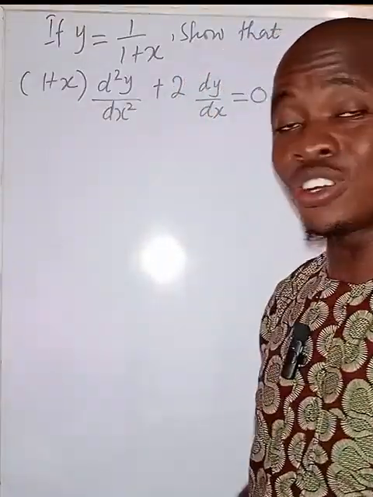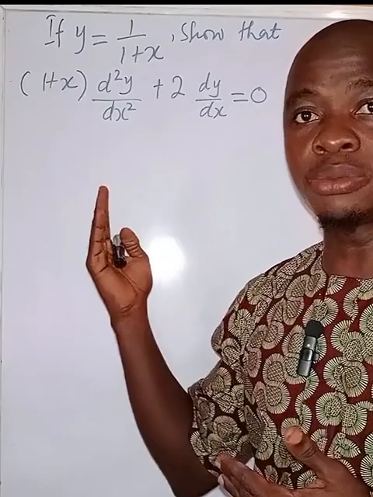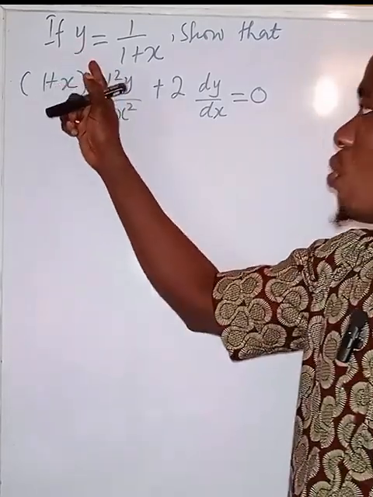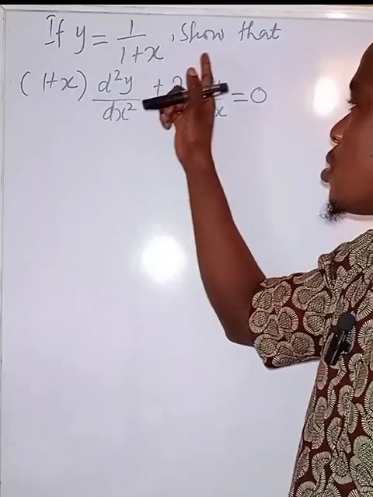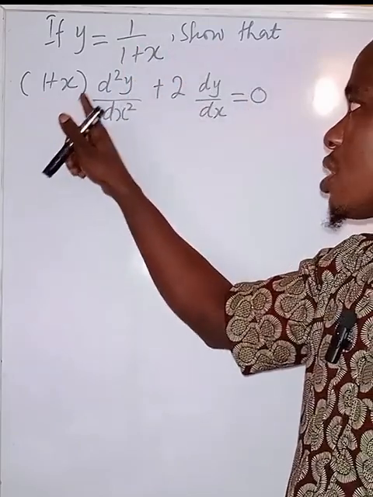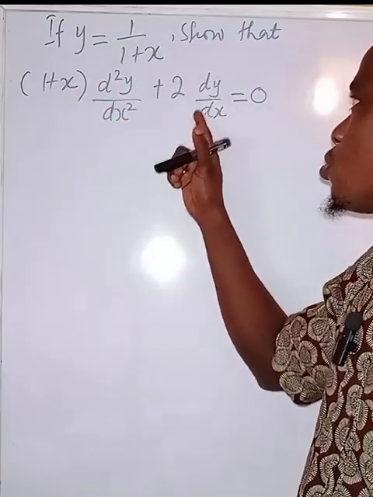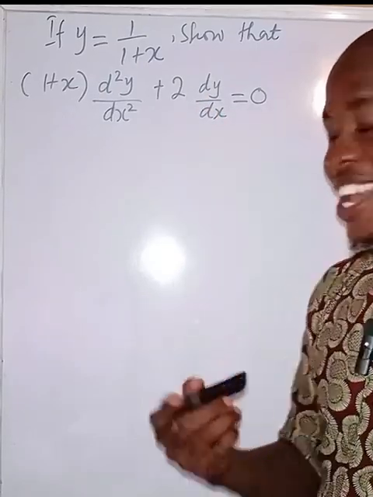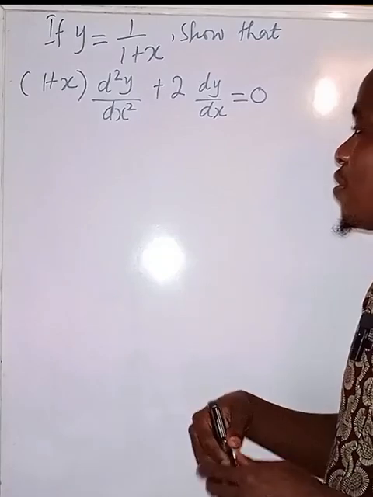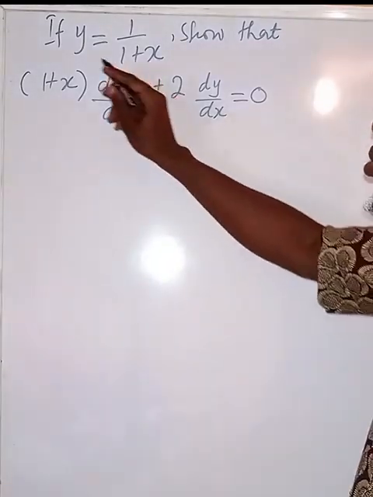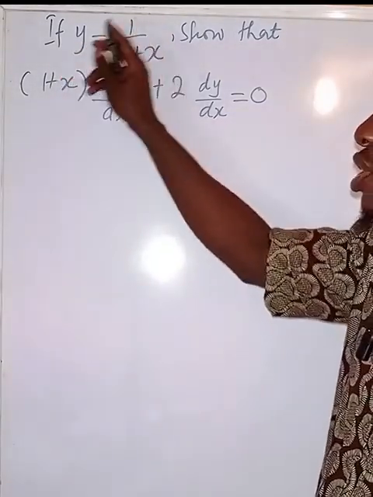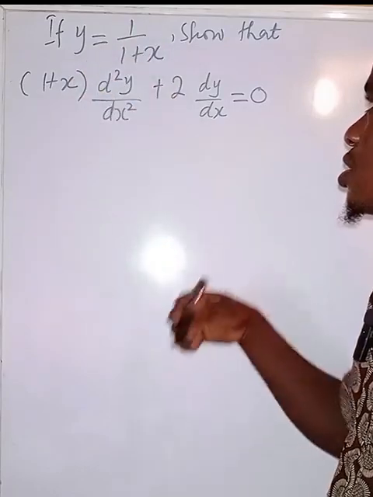Let's see how we can solve this differentiation problem. If y equals 1 over 1 plus x, show that (1 plus x) d squared y over dx squared plus 2 into bracket dy dx equals 0. So therefore, what are we going to do? Now from here, we are going to differentiate y two times.